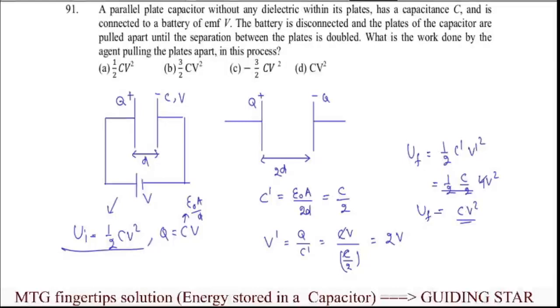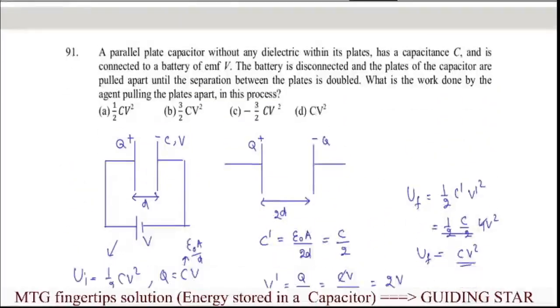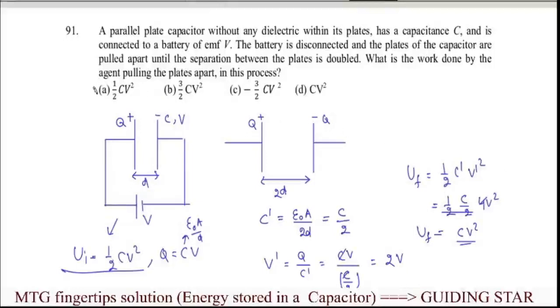So what is the work done during the process? Work done will be nothing but the final energy minus the initial energy. Clear? Final energy of the system minus initial energy of the system. So it is CV square minus half CV square, which will be half CV square. So the work done during the process will be half CV square. That means option A will be the correct one.